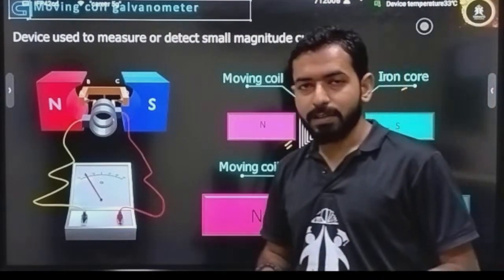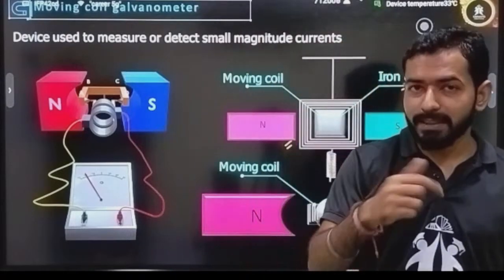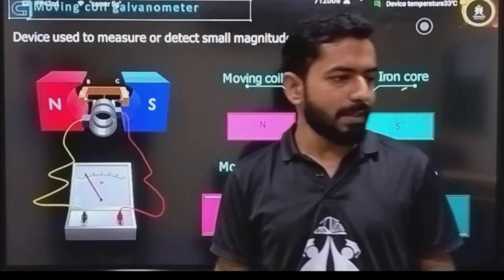Now let's come to a device, that is the moving coil galvanometer. Galvanometer, which we studied exactly in the last chapter. I told you that I will discuss more about the galvanometer, what is happening inside the galvanometer.